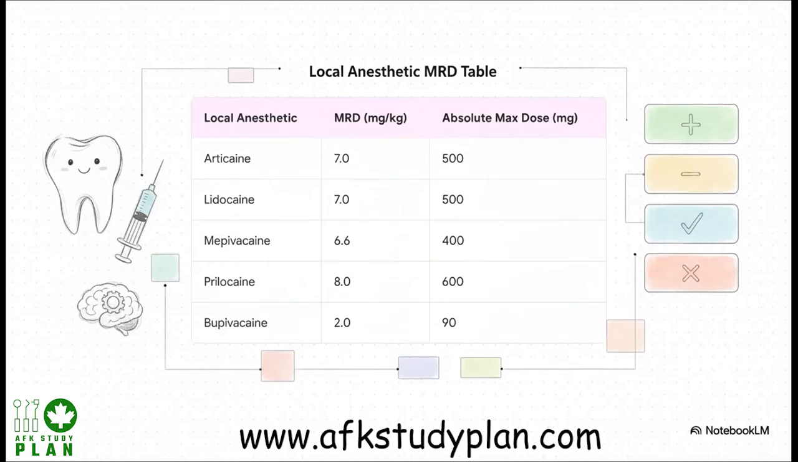And this right here is the last set of numbers you need to memorize. These are your MRDs. Pay close attention to the absolute max dose column. See how articaine and lidocaine are both 7 milligrams per kilogram, with an absolute max of 500 milligrams? Those are the non-negotiable safety ceilings. Burn this table into your brain.